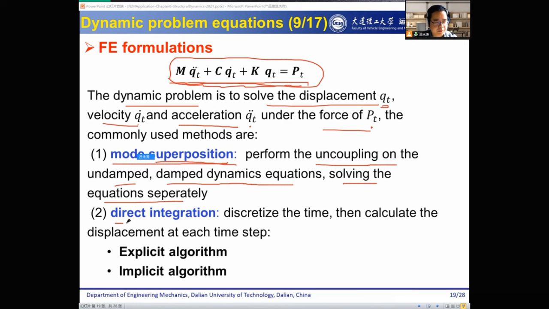And the second approach is the direct integration. So we use the integration method: we discretize the time and calculate the displacement at each time step. Direct integration is used a lot and is used in most FE software. Under this approach, we have the explicit algorithm and we have the implicit algorithm. We have two sub-approaches.